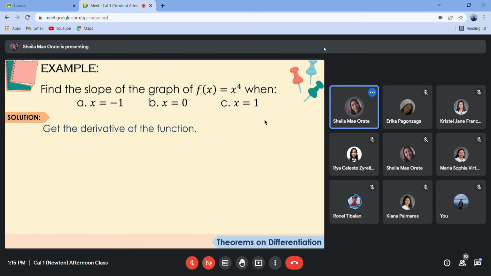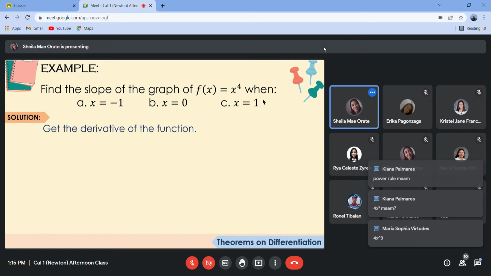We have to get the derivative of our function. Our function here is x raised to the power of 4. Now, what do you think is the derivative of x raised to the power of 4? We're going to apply what theorem here? Power rule. Very good, Kiana, that's power rule. Try to get the derivative of x raised to the power of 4.